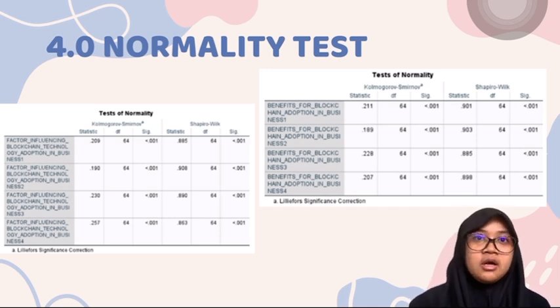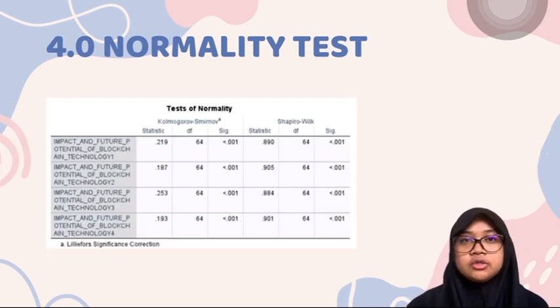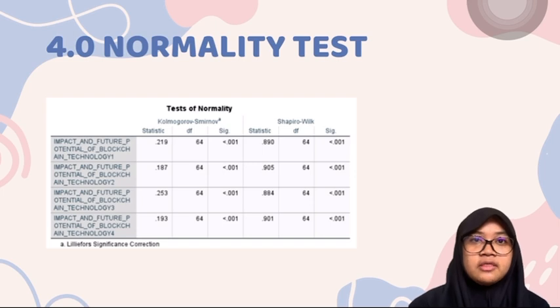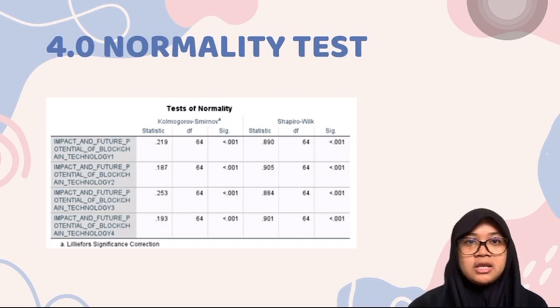For the benefits, all variables deviate significantly from the normal distribution, with a p-value less than 0.01. The normality test for impact and future of blockchain technology shows that all the variables deviate significantly from a normal distribution. Both tests yield p-values less than 0.001, confirming the data's non-normality.